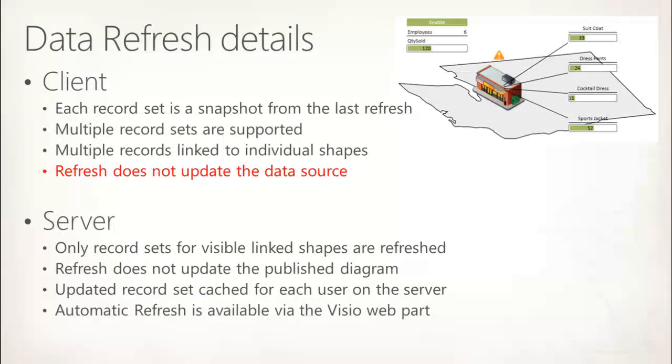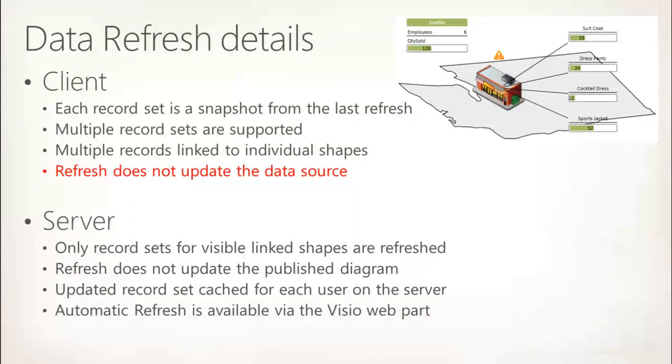So just keep in mind that no changes are made. If you save that diagram there and 6 months later you open it in the client, the data is going to be stale, obviously, because it was refreshed 6 months ago. Another thing to consider is automatic refresh. There's actually a setting in the Visio client when you configure that data linking and that data record set comes in, where you can check a box and say, I want this to automatically refresh every 5 minutes.